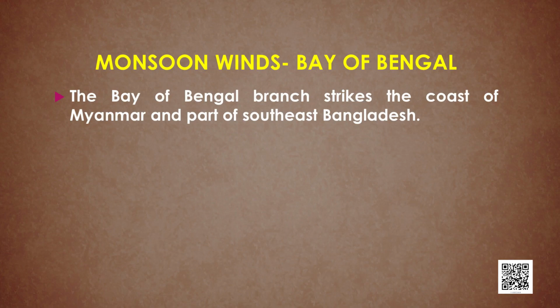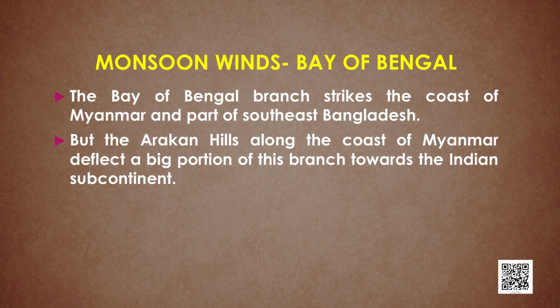Now, we are talking about the second branch of the monsoons, that is the Bay of Bengal branch. This branch strikes against the coast of Myanmar and parts of southeast Bangladesh. Children, in Myanmar we have the Arakan hills. These winds strike against the Arakan hills and shift their direction. So, these Arakan hills change the direction of the moisture-laden winds. Now, the eastern part of India gets more rainfall. The monsoons now enter West Bengal and Bangladesh from the south and southeast direction instead of the southwesterly direction.